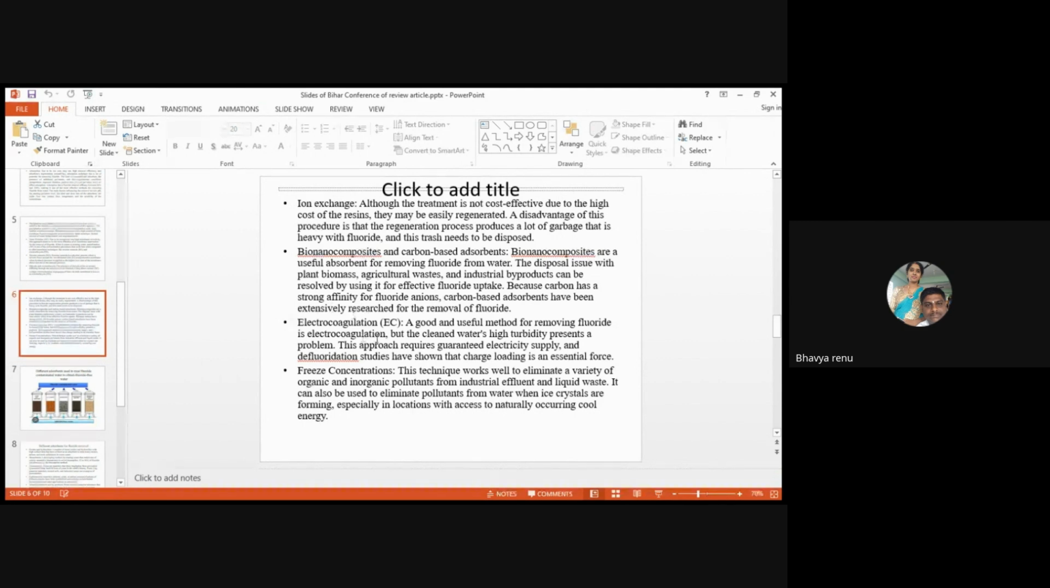The other method is electrocoagulation. It's a useful method for removing fluoride, but the high turbidity of the clean water will be a problem. It means some water will be turbid during the process. This approach requires an electric supply, and defluoridation studies have shown that charge loading is an essential factor.